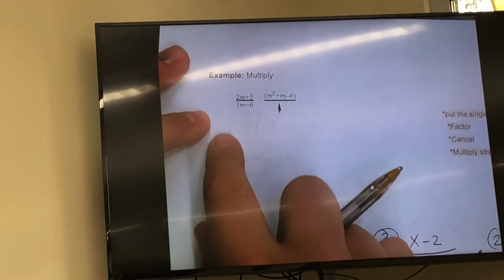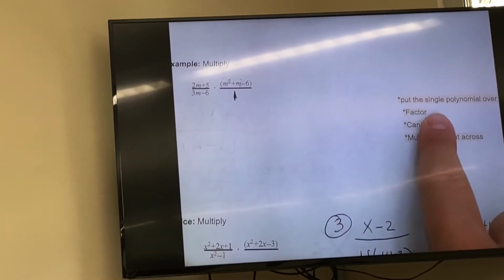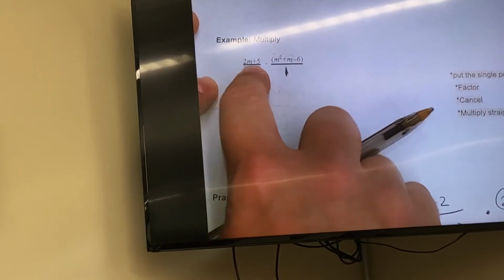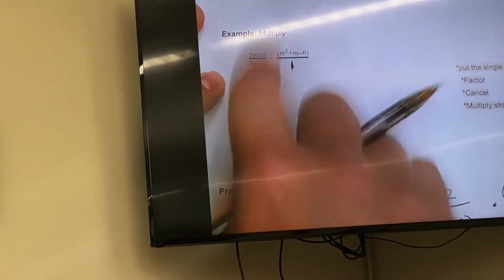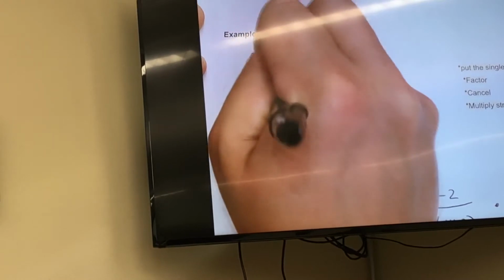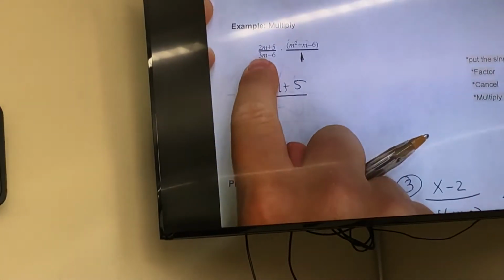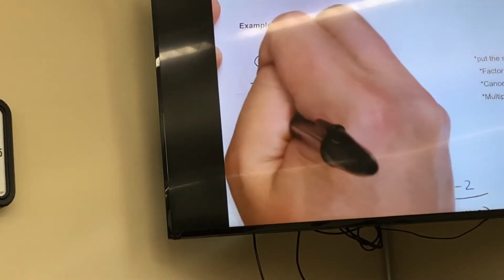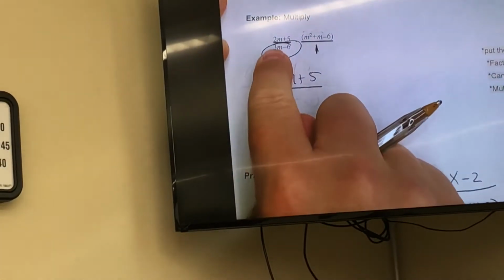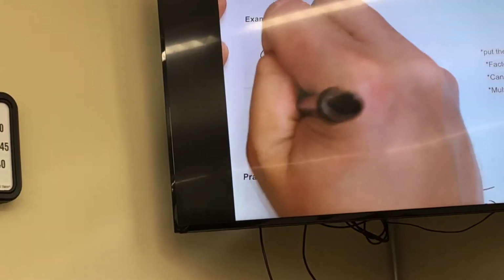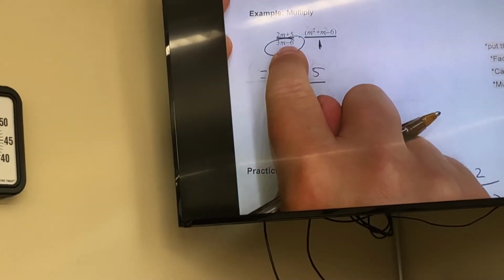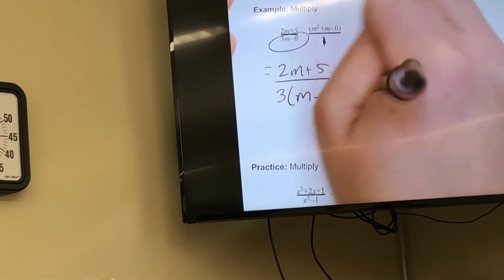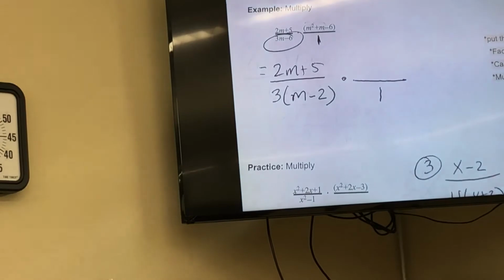Okay? So now we're going to try to factor. We're going to try to pull out a GCF, anything that we can do. So looking at the 2m plus 5, nothing comes out of that. On our bottom, we have a GCF. 3 can come out of both terms. So take out a 3. 3 out of 3m leaves us with m. And a 3 out of a negative 6 leaves us with a negative 2. Go ahead and still write the 1 if that is helpful for you.